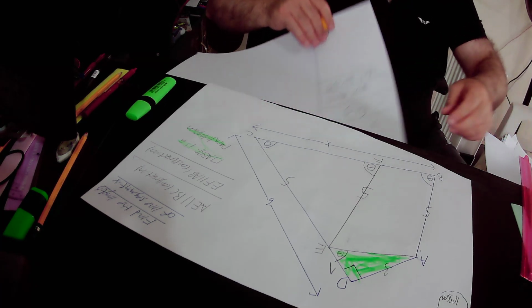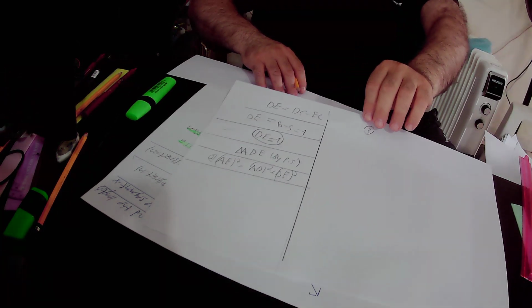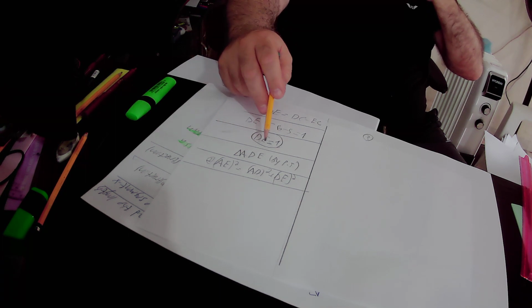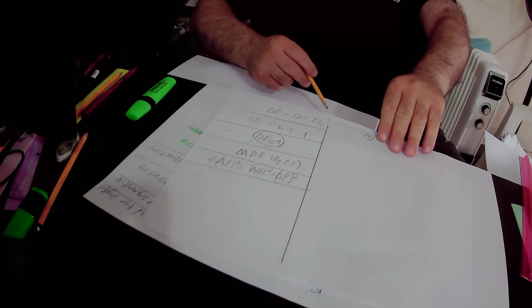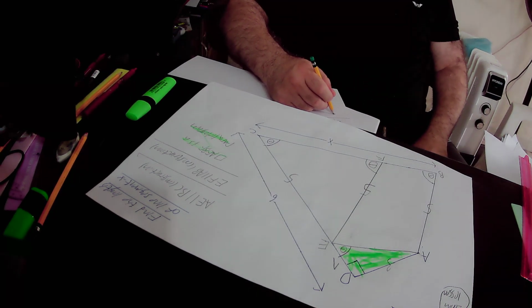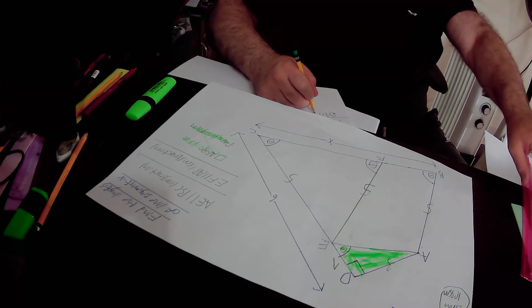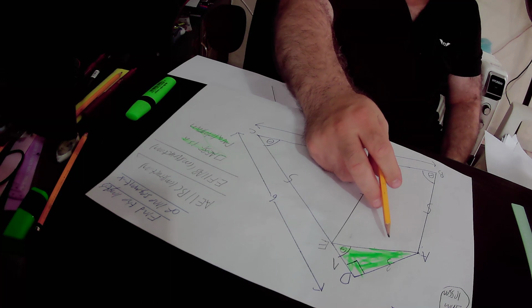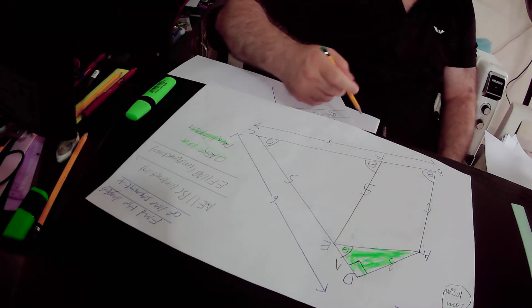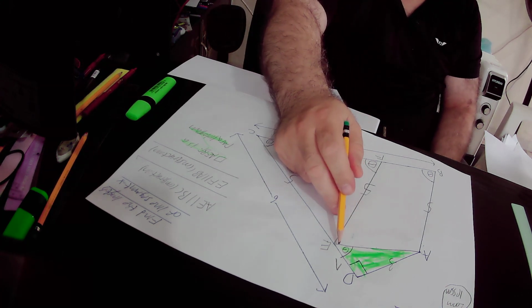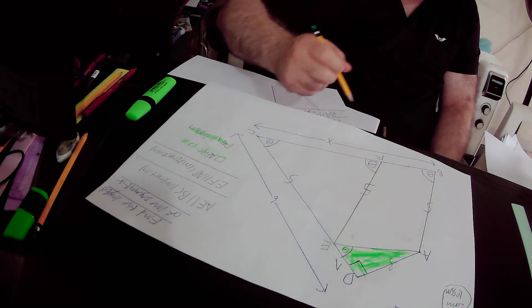I'll repeat again. In the right triangle ADE, according to the Pythagoras theorem, AE squared equals AD squared plus DE squared. AD equals 3 units, so AD squared is 3 squared, that is 9, plus DE squared. DE equals 1, so DE squared is 1 squared, that is 1.